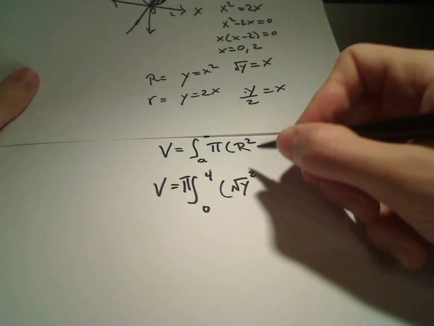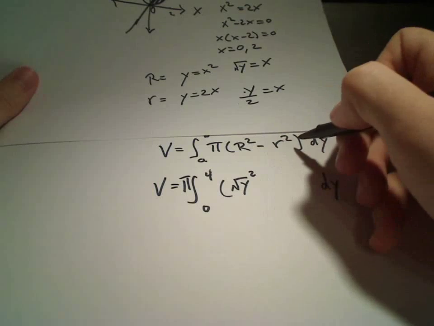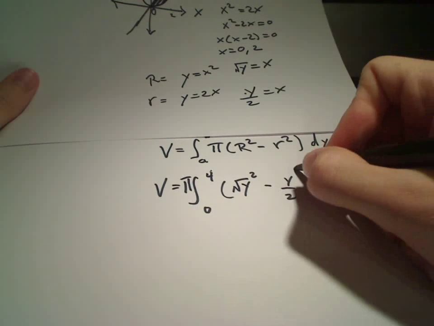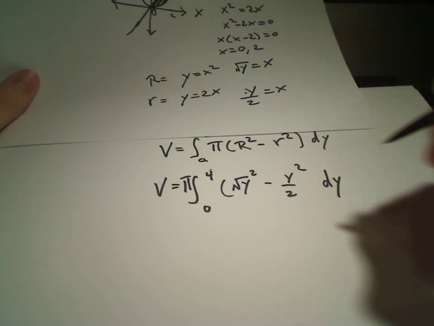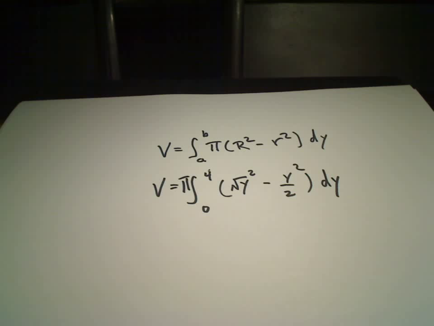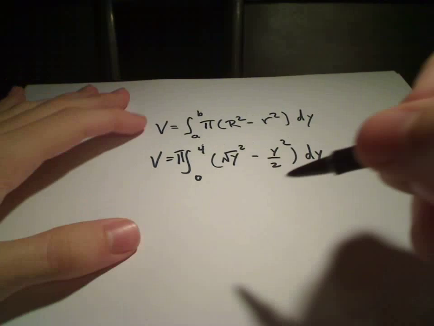Well, now that I have it in terms of y, I can take my outer radius, square root of y, squared. Don't forget the squared. Always bring those guys down. And then this guy, y over 2 squared. Close it up. Fine. You're set up. You're ready to go. Honestly, you've done all the hard work. There's nothing left to do. Setting up this problem is the entire challenge of the problem.